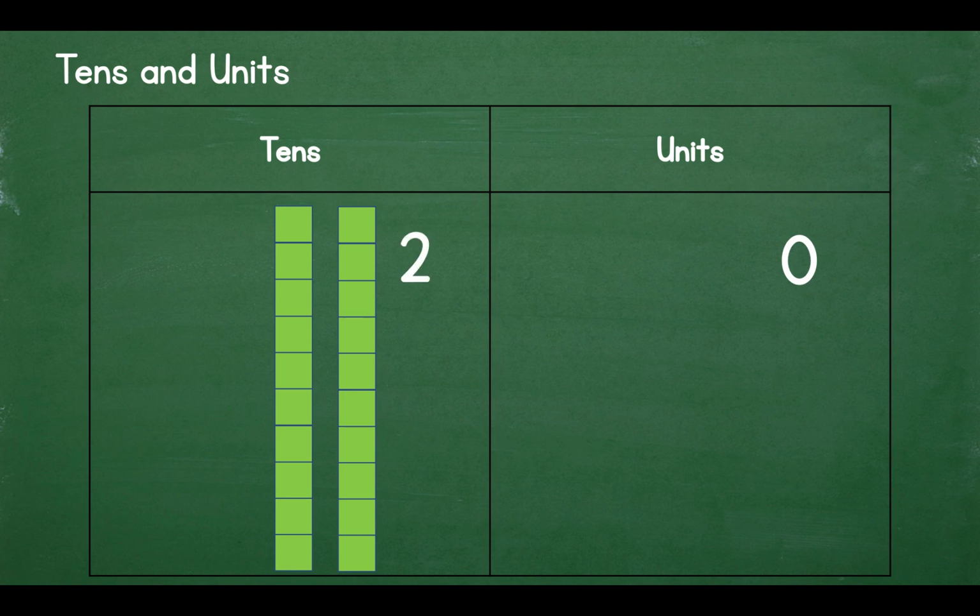What happens though if I add some blocks in my units? I'm adding 1, 2, 3, 4. That 0 is no longer a 0. It becomes a 4. So that means that we have 2 tens blocks and 4 units blocks. If we add those up together, we get 24 blocks altogether because we have 2 tens blocks and 4 units blocks. If you don't believe me, you can pause the video and you can count them yourself.